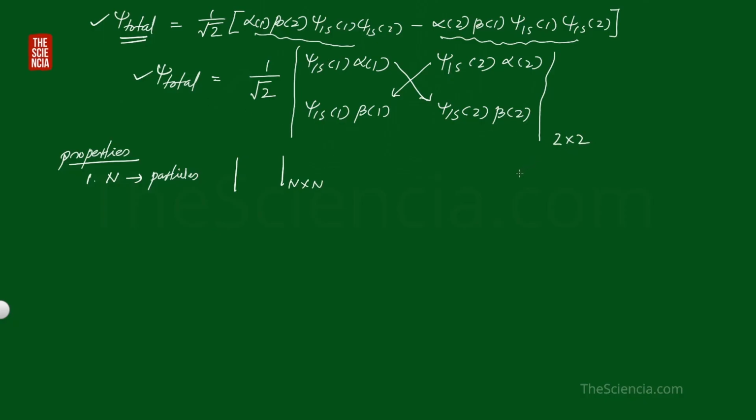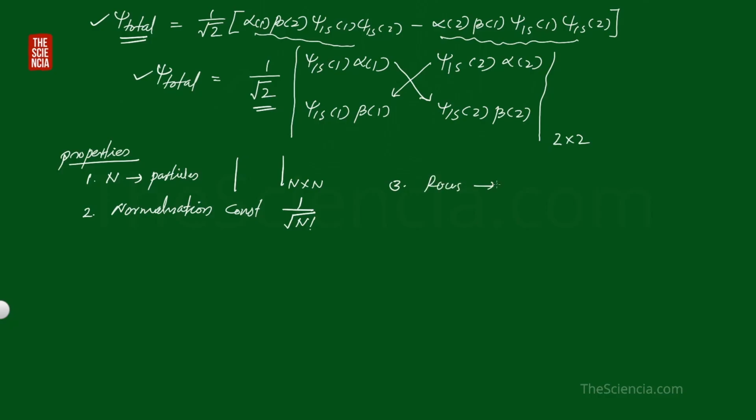Okay, second one, normalization constant. What is the normalization constant? That will be 1 by root n factorial. Here there are 2 particles, so 1 by root 2 factorial, that is 1 by root 2, right? Third property, this is about rows.